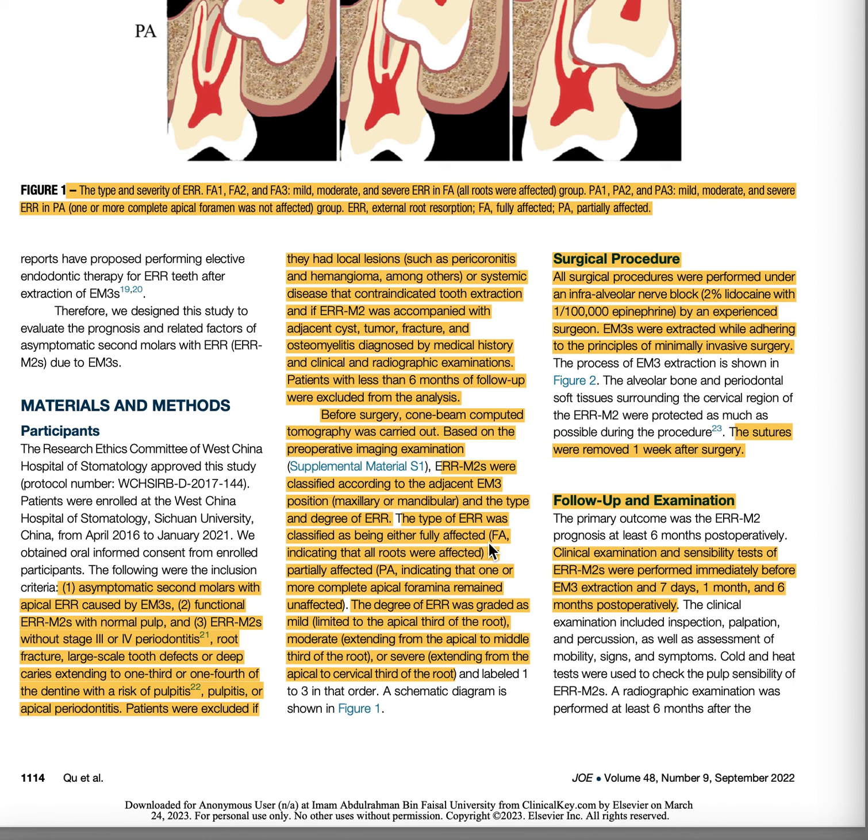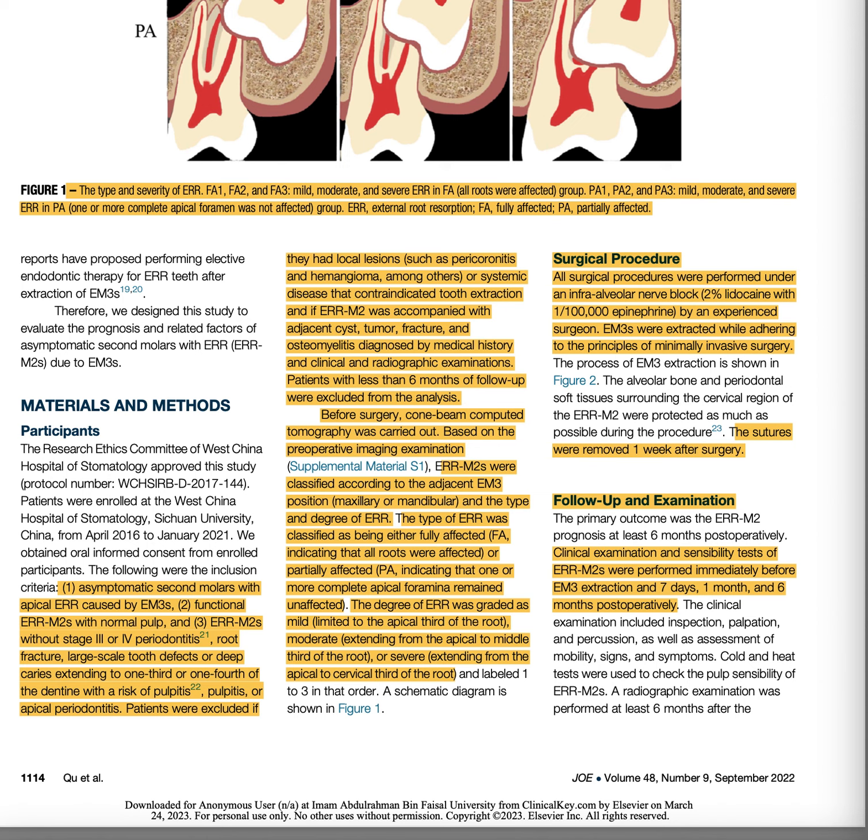63 teeth from 58 patients were included in this study from West China Hospital. The inclusion criteria were asymptomatic second molars with apical external root resorption caused by embedded third molars, functional external root resorption of second molars with normal pulp, and second molars with apical external root resorption without stage 3 or 4 periodontitis, root fracture or tooth defect, deep caries, pulpitis, or apical periodontitis.